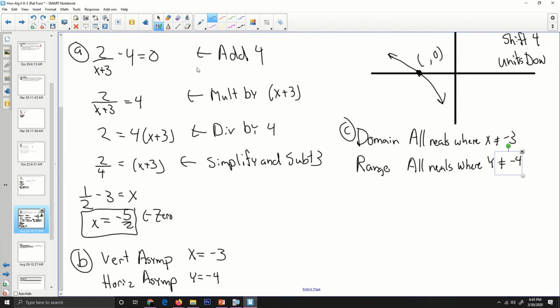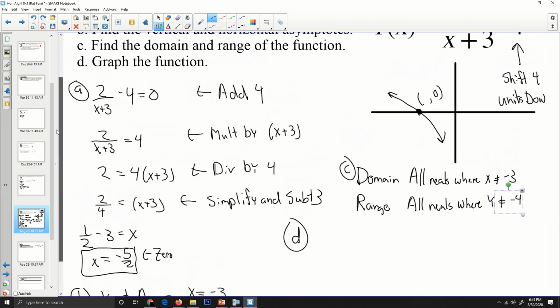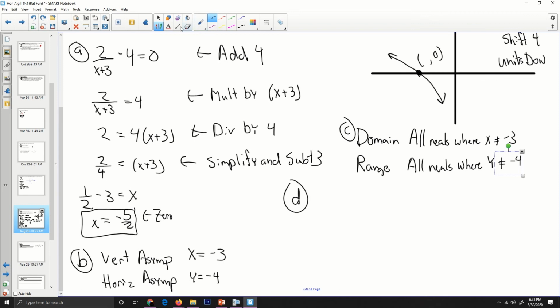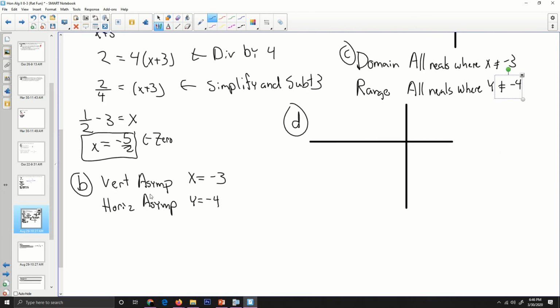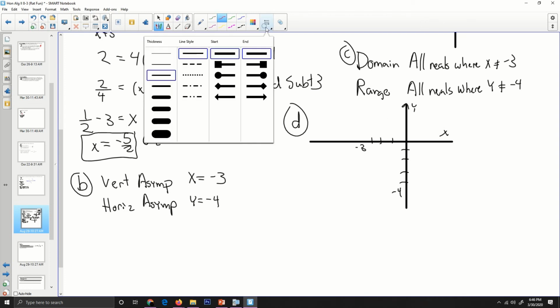Okay, so part D asks us to graph that thing. You know what? Let's move a couple of these since I have to have negative 3 and negative 4 for my y's. Let's go like this. Okay, so I have a vertical asymptote at negative 3. So 1, 2, there's my negative 3 on the x. 1, 2, negative 3, negative 4 on my y-axis.